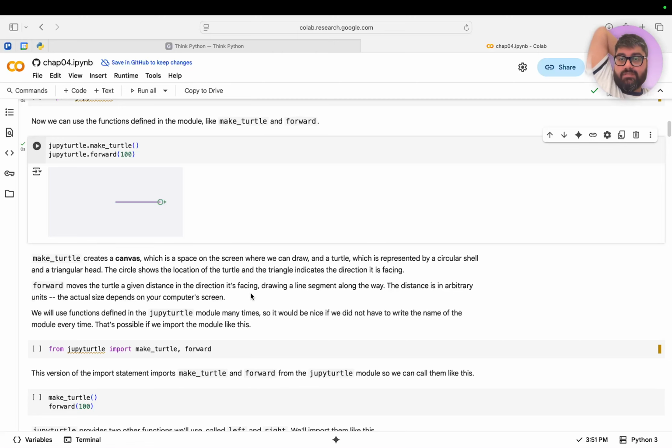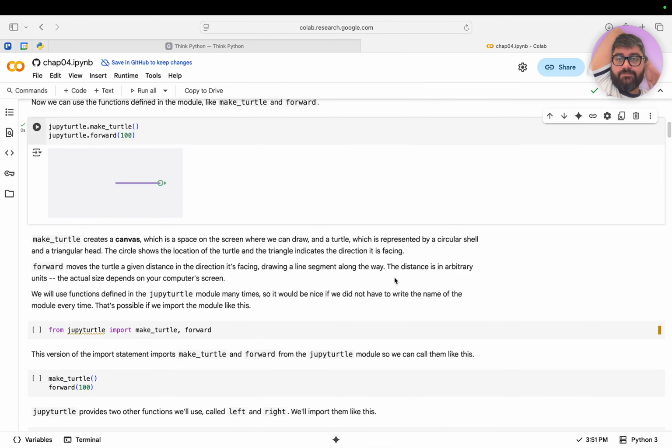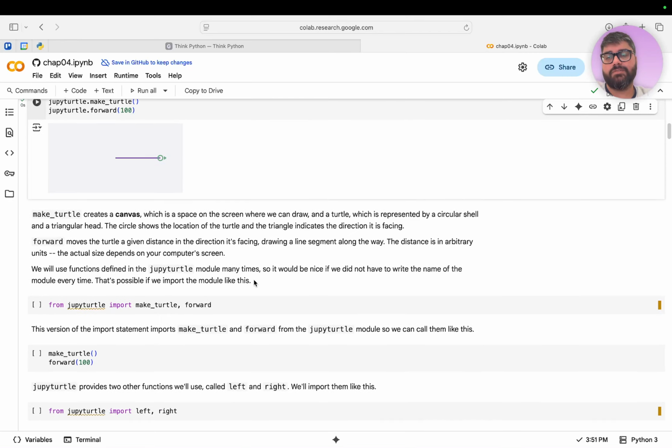Make turtle creates a canvas, which is a space on the screen where we can draw, and a turtle, which is represented by a circular shell and a triangular head. The circle shows the location of the turtle, and the triangle indicates the direction it is facing. Forward moves the turtle, drawing a line segment along the way. Distance is in arbitrary units. The actual size depends on your computer screen.